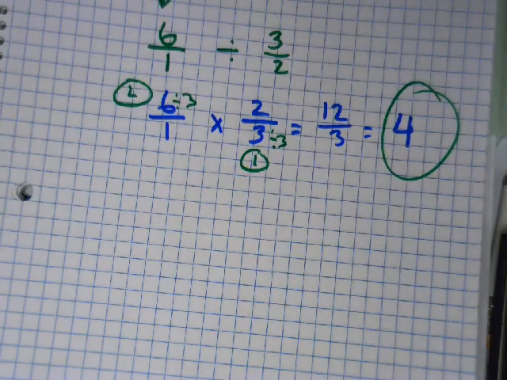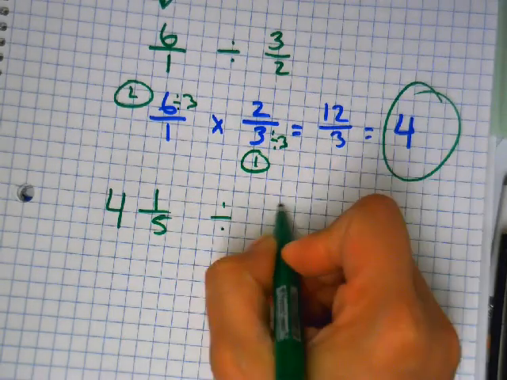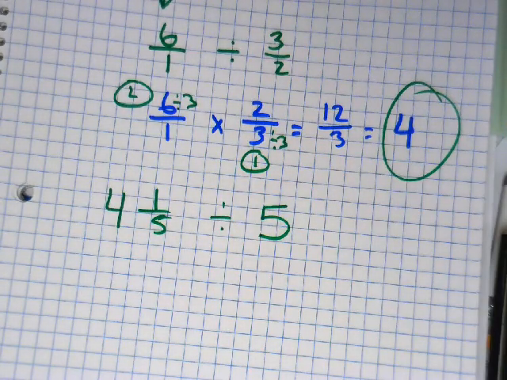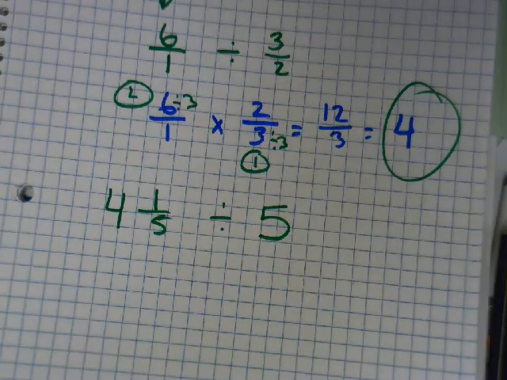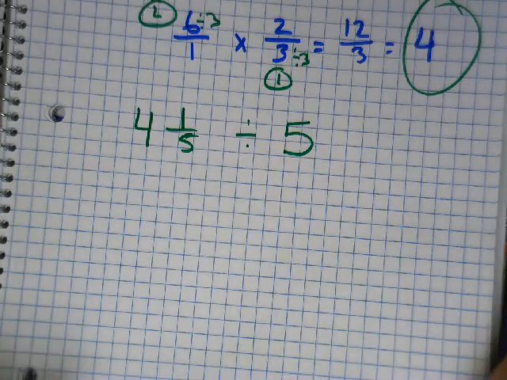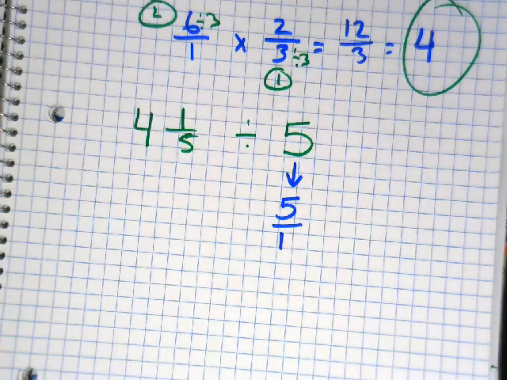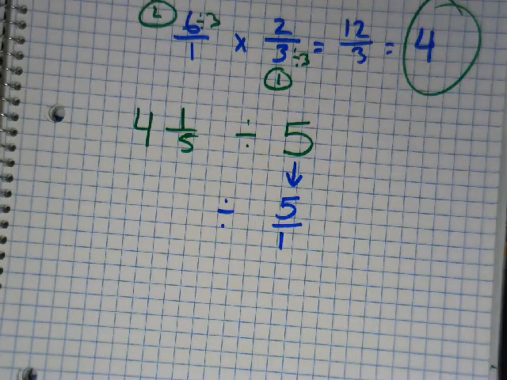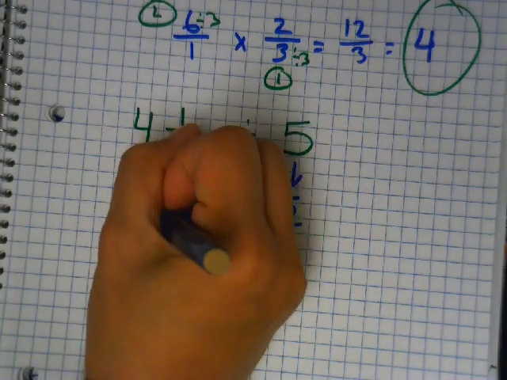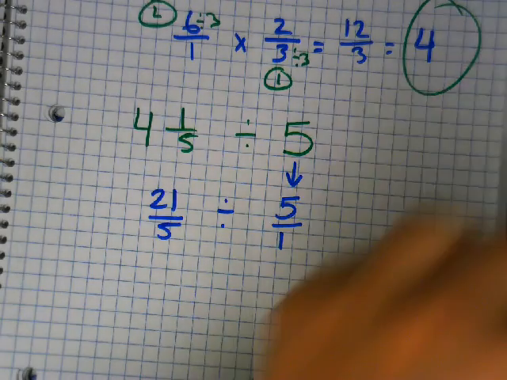All right. So what if it's backwards? What if I give you 4 1/5 divided by 5? What's the first thing I have to do? Make the 5 into a fraction, 5 over 1, divided by... What's 4 and 1/5 as an improper fraction? 21 over 5. Good. Now keep, change, flip, otherwise known as multiply by the reciprocal.